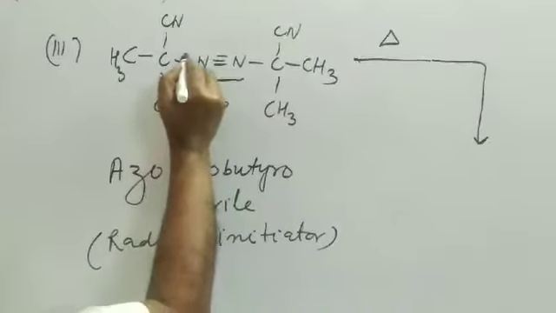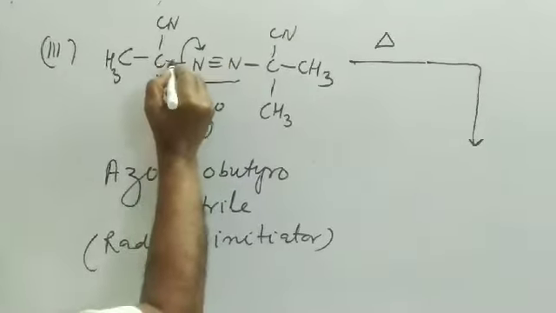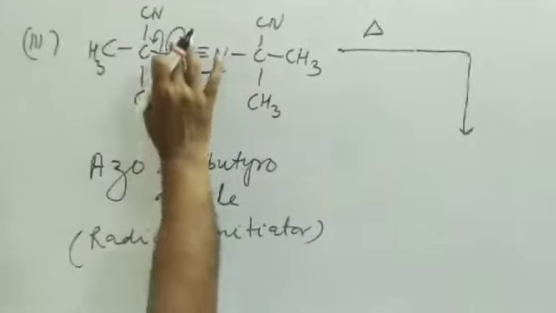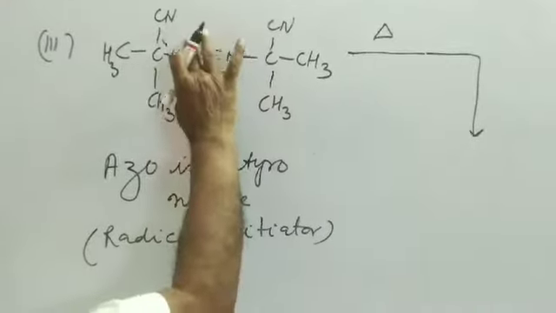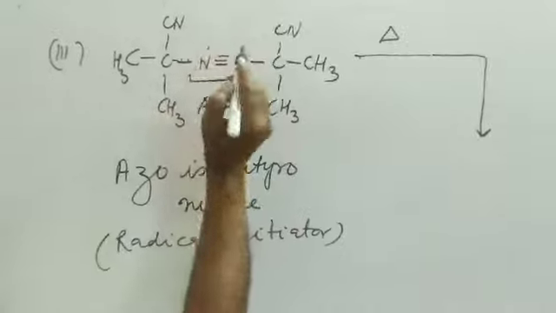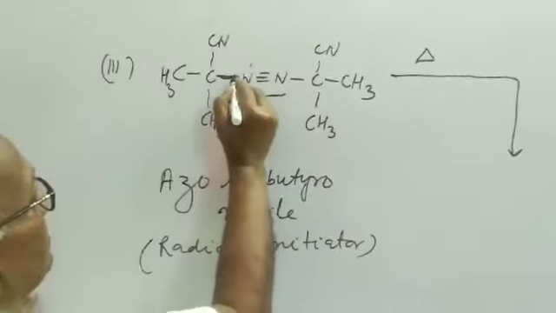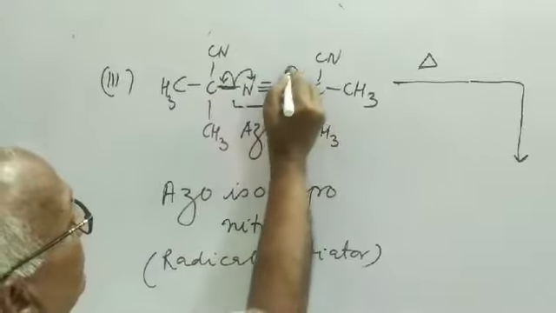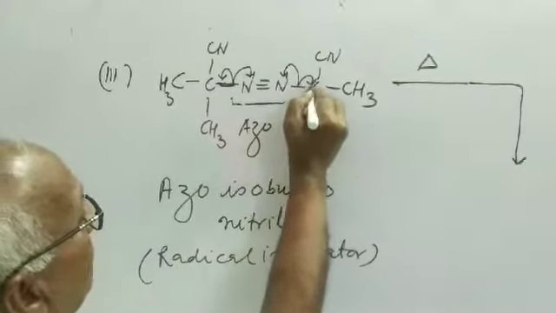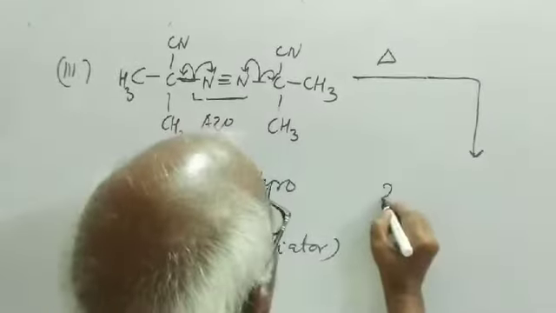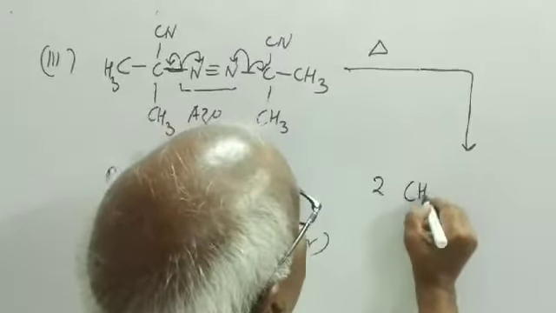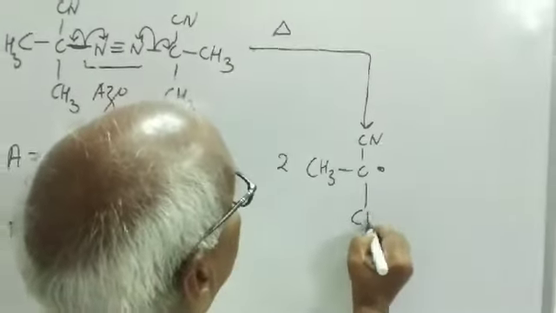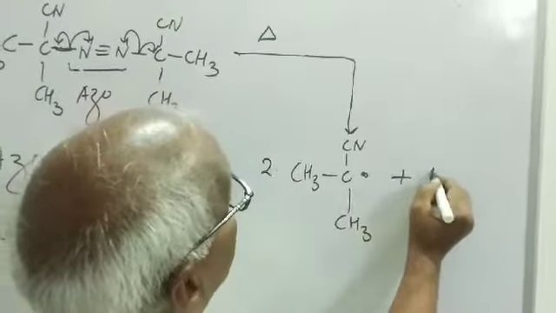This one electron goes over here, the other electron comes over here, so the representation is not proper. You can show it like this: one here, one here, one here, and another here. So it gives two molecules of CH3, CN free radical, CH3 plus nitrogen.